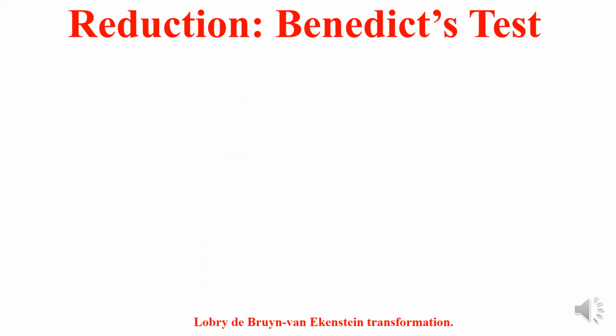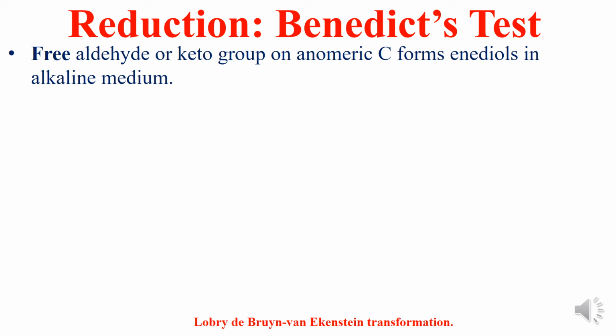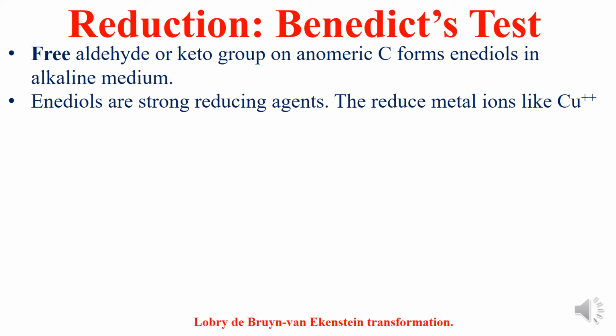Take a look at the reduction property shown by anomeric carbons. The reduction property will be seen with regard to Benedict's test, which is a very useful test in detecting reducing sugars present in urine samples of patients. The free aldehyde or keto group on the anomeric carbon forms a transient structure, that is enediol, in alkaline medium. Enediols are very strong reducing agents and they reduce metals like cupric ions.